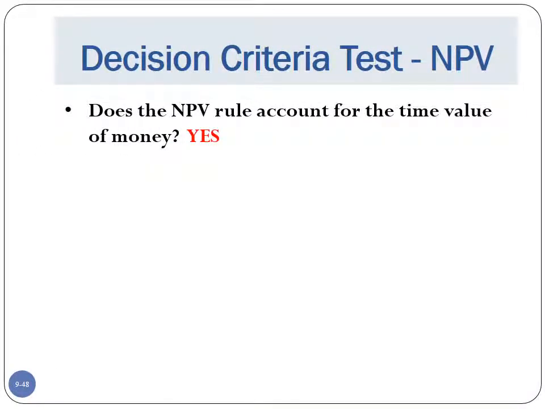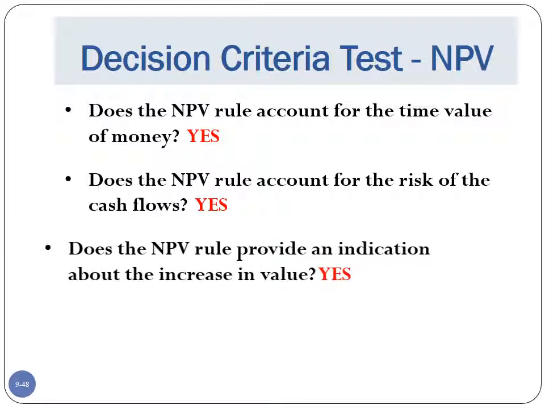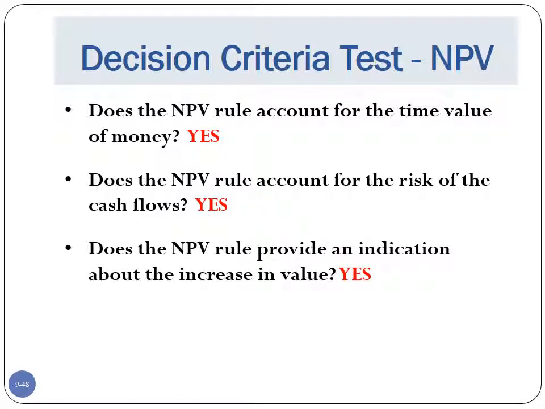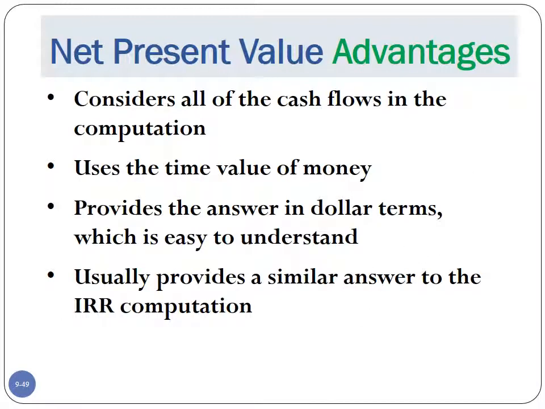Does net present value pass our decision criteria test? Does it account for the time value of money? Yes. Does the net present value rule account for the risk of cash flows? Yes. Does the net present value rule provide an indication about the increase in value? Yes. And should we consider the net present value rule for our primary decision rule? Yes. Net present value has a number of advantages.